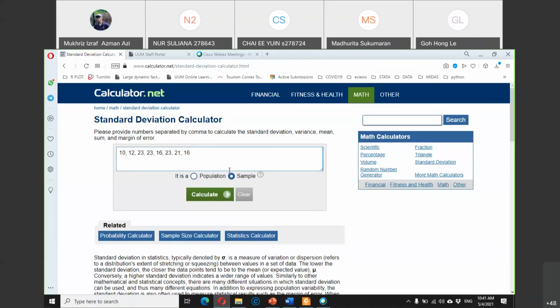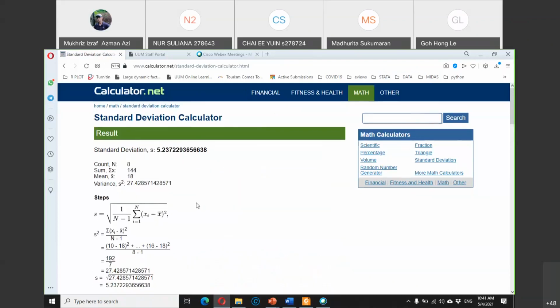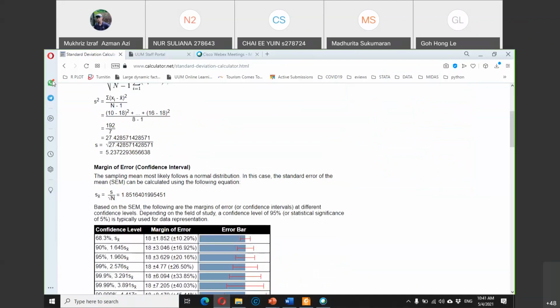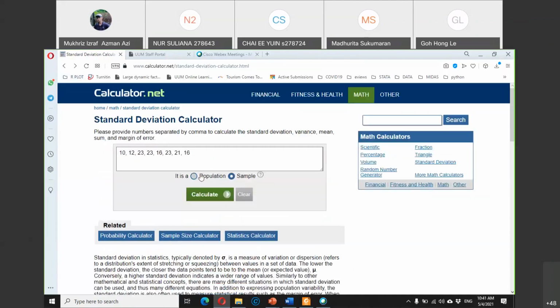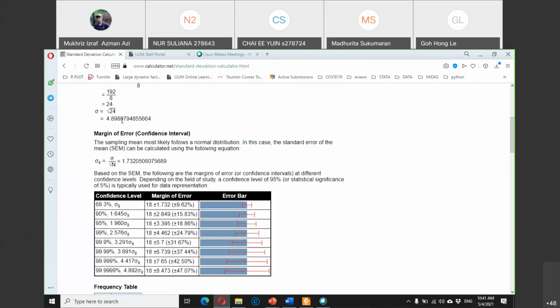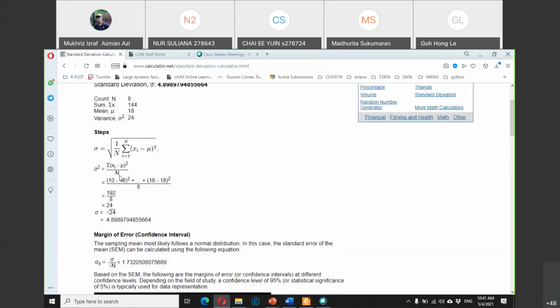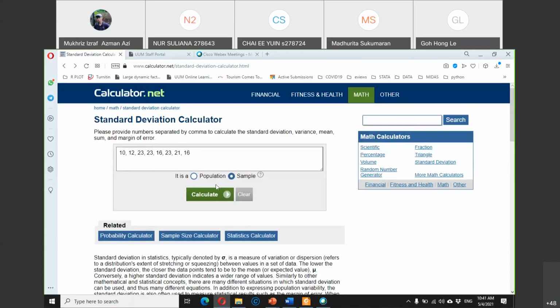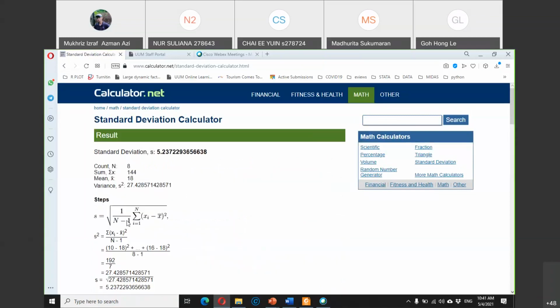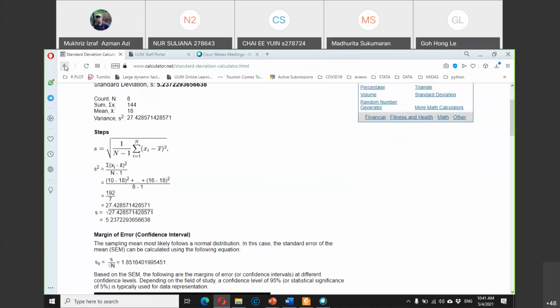For example, you can see for sample, you get the value 5.23. But if I choose population, you get the value 4.89, because the denominator is now only divided by n. For sample, as we know, it's divided by n minus 1. So of course the value will be slightly different.